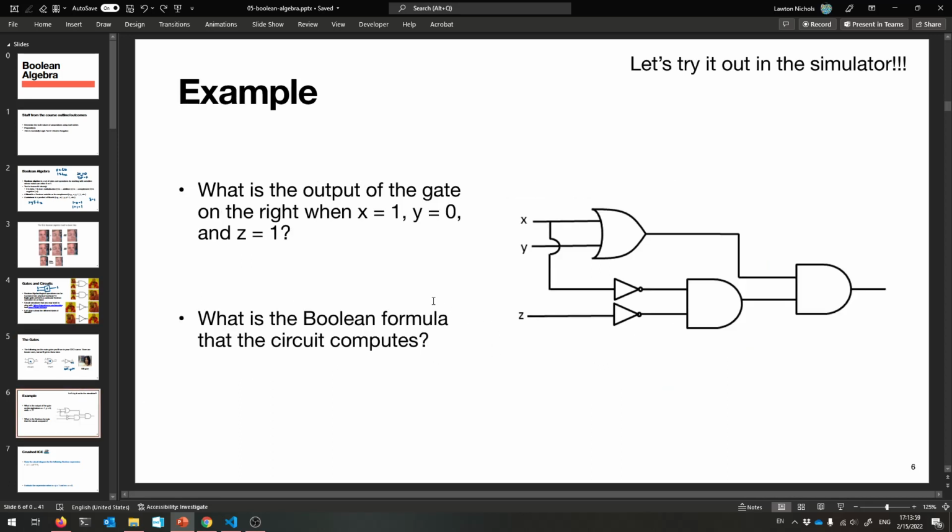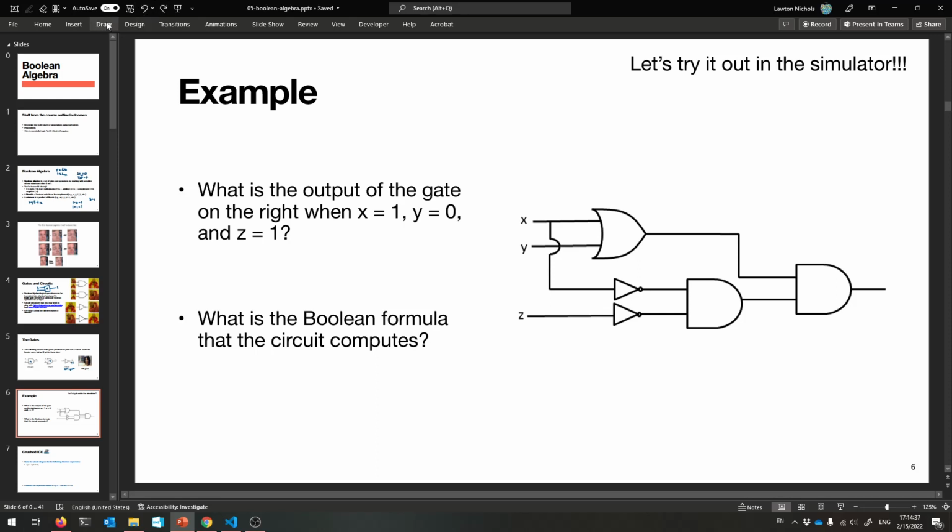So take a look, and I'll also try this out in one of those simulators just for fun. But see if you can figure out what the output of this gate on the right is. Here's the output over here. What the output will be when x is 1, y is 0, and z is 1. So that's a question that we can ask. Maybe if you're feeling like it, try it yourself right now. See if you can come up with it. And we also want to be able to tell what is the Boolean formula that this circuit is computing? Like, what is it really outputting over here in terms of the inputs x, y, and z? That's the kind of stuff we want to be able to ask.